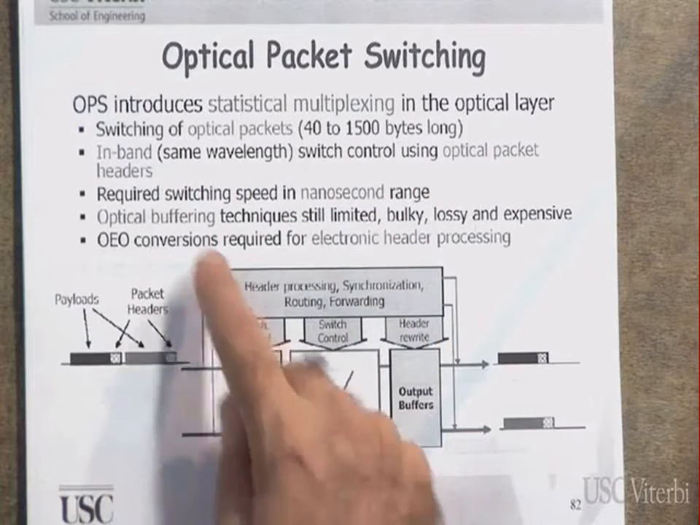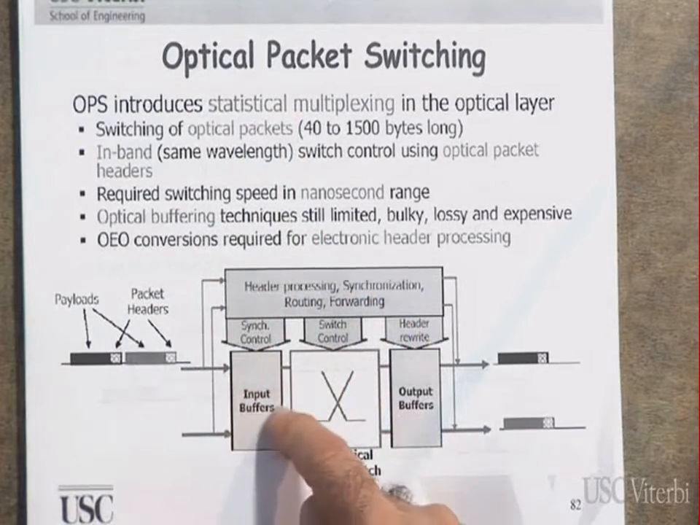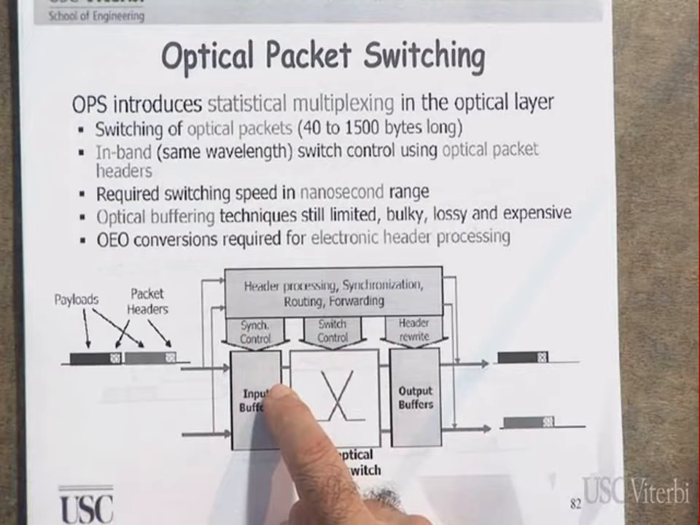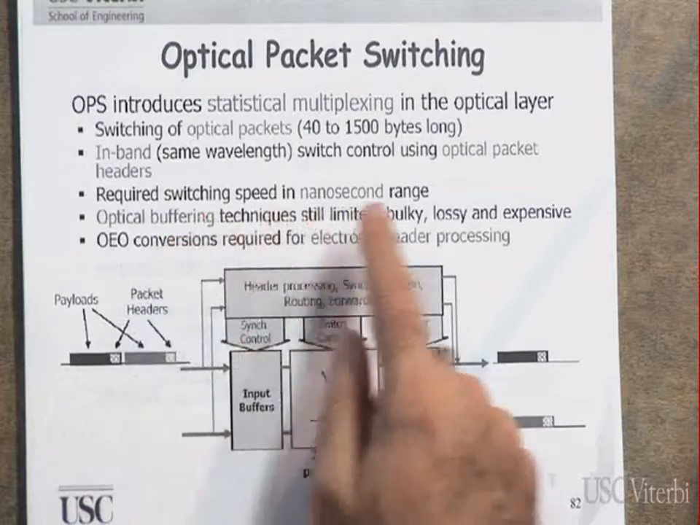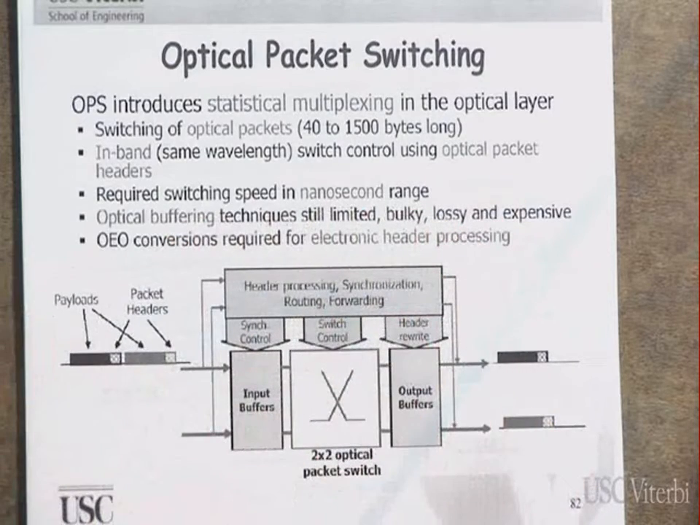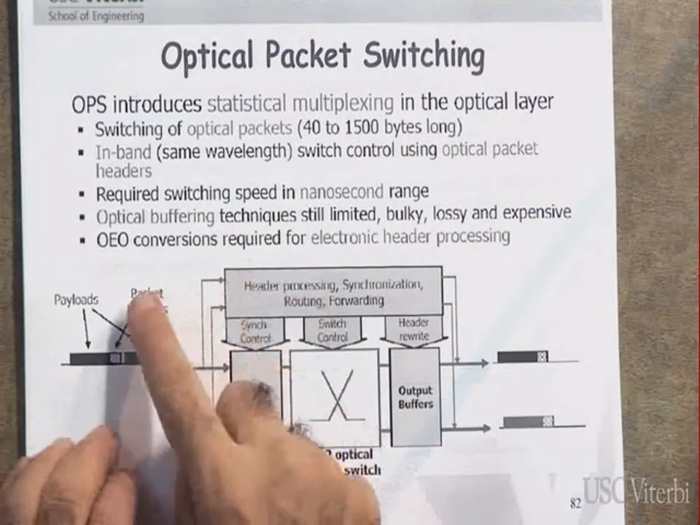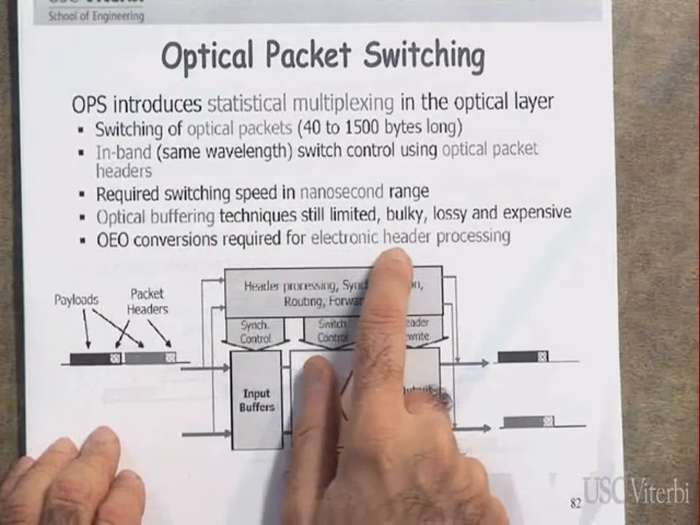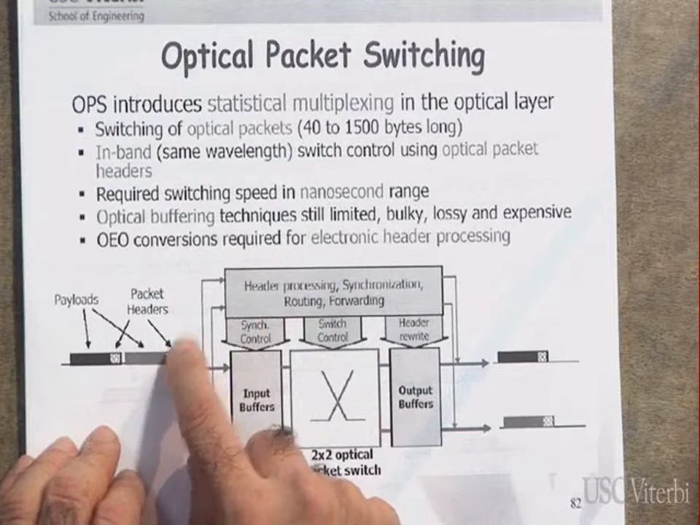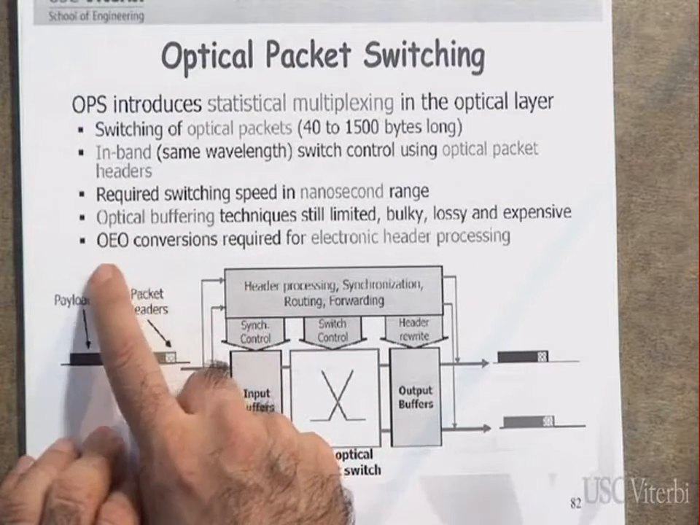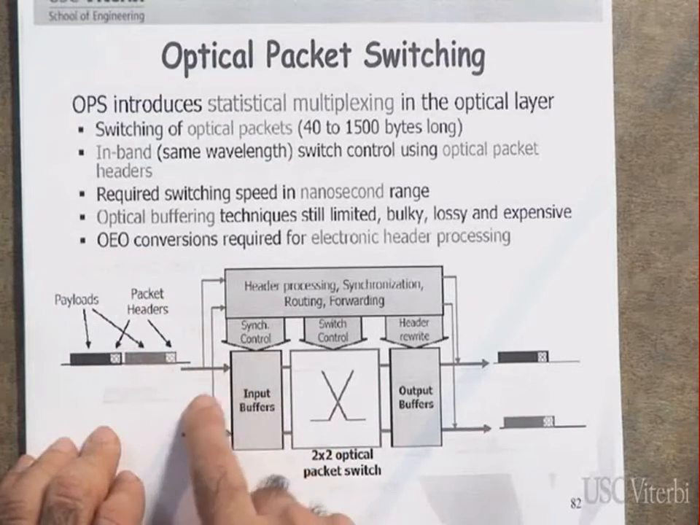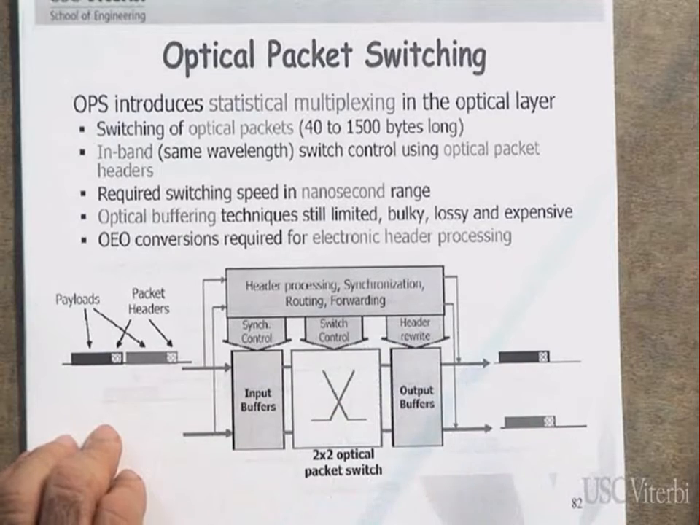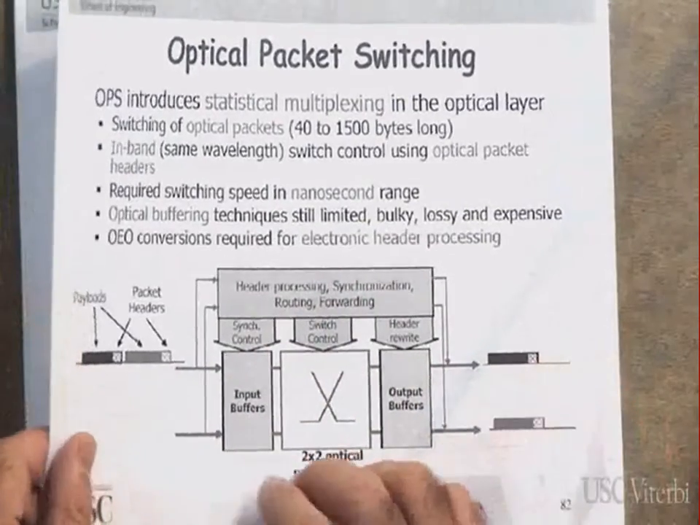Currently, by the way, the problem with optical switching is how to buffer the packet in the optical domain. That means the input buffers here and the output buffers here. Currently, optical buffering requires bulky, lossy, and expensive devices. Currently, OEO conversion is required for electronic header processing. In other words, for the header they use OEO, which stands for optical-electrical-optical conversion. For the payload, they switch it in the optical domain. Clear? Only the header goes through the processing, switching, synchronization, and so on.